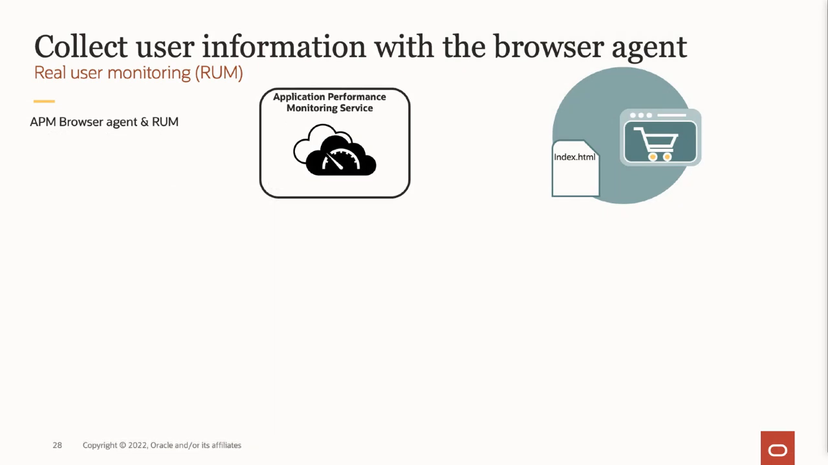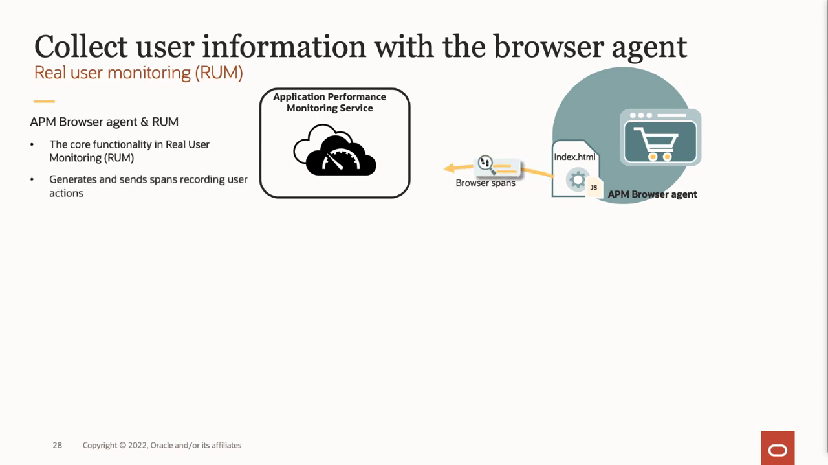In previous chapters, I have mentioned that APM browser agent is one of the data sources collecting spans from the front-end side of the applications. The browser agent is the core functionality in the real user monitoring. It captures the user's interactions from web pages and generates browser spans and sends them over to APM.